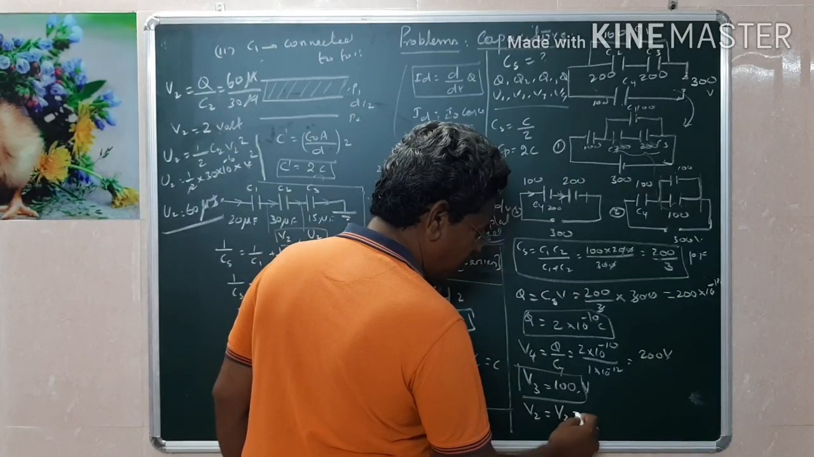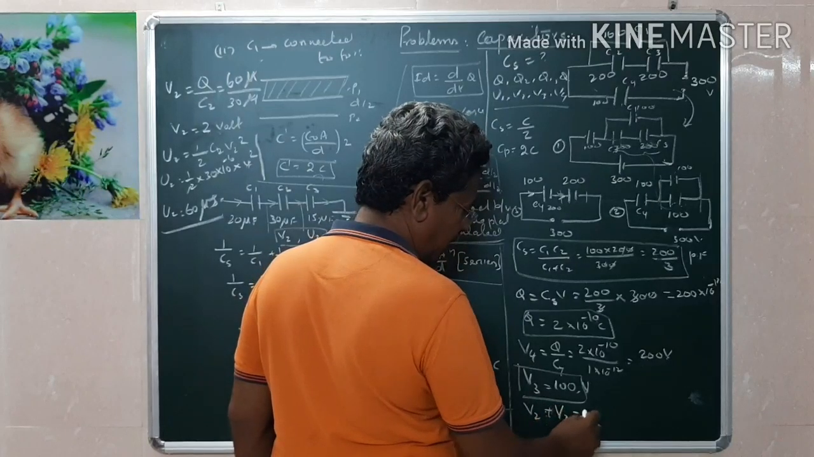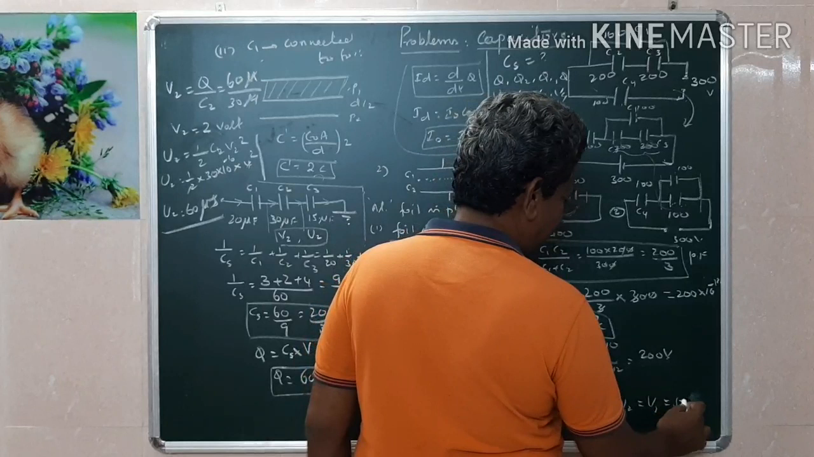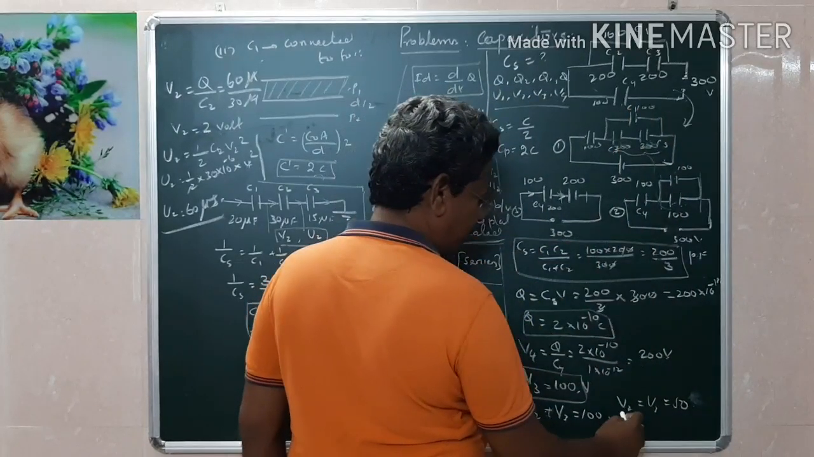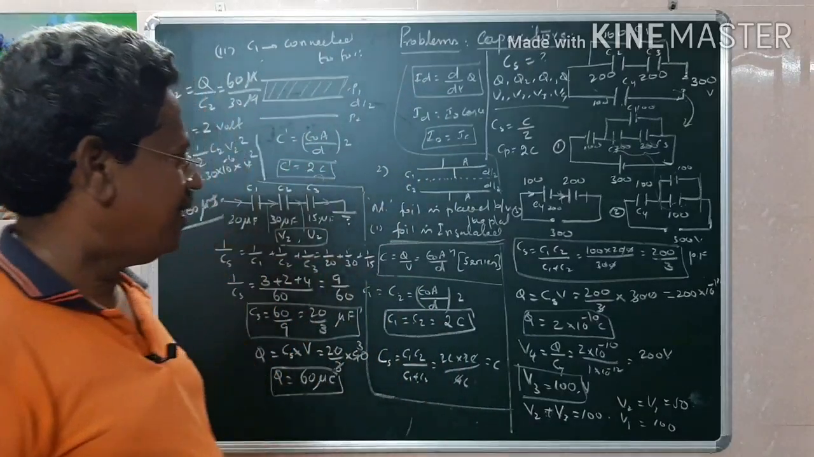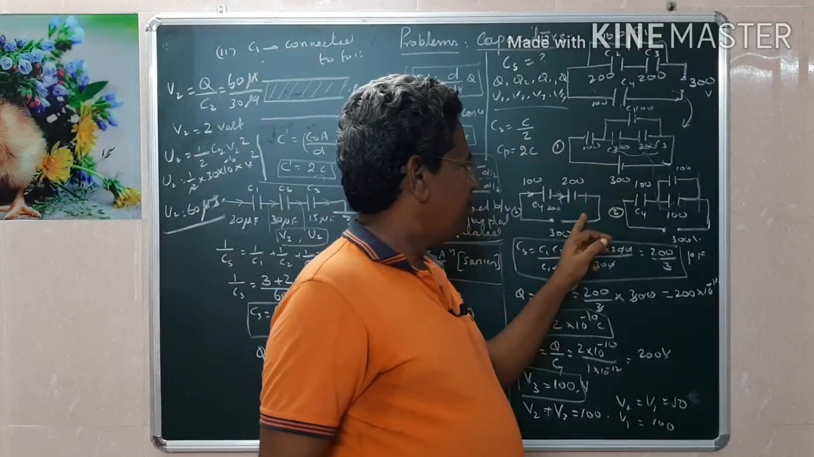V2 and V3 are equal, that is V2 plus V3 is equal to 100, or we can say that V2 equals V3 equals 50. And what is the voltage across V1? It is equal to 100. Only a small thing is, first you have to reduce this one, then this one, then this one.